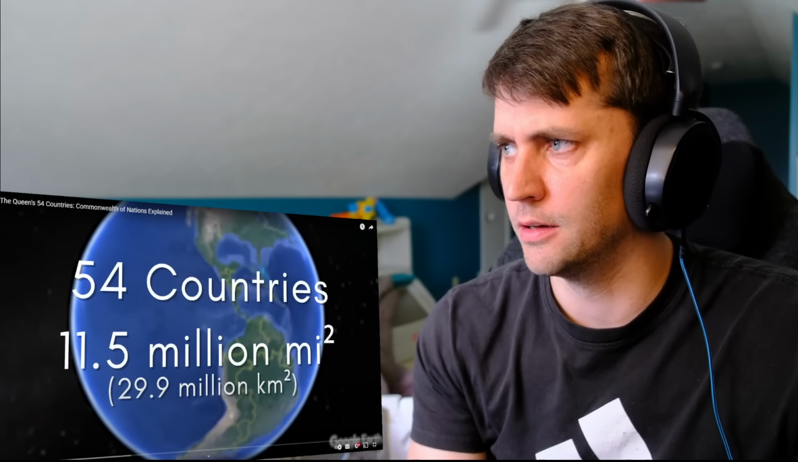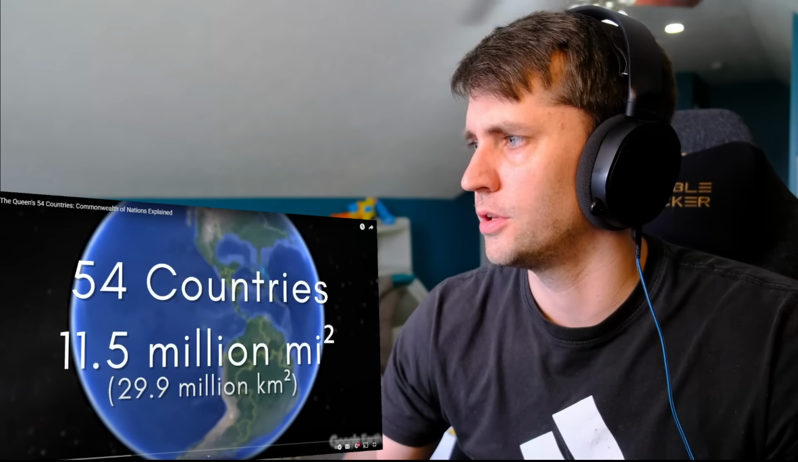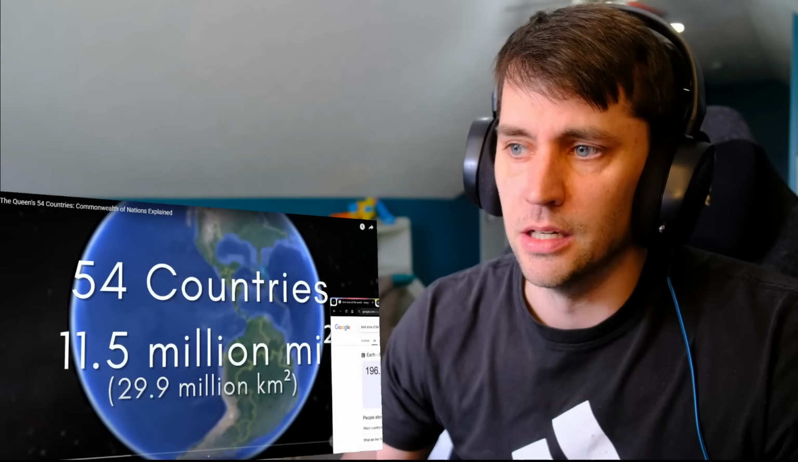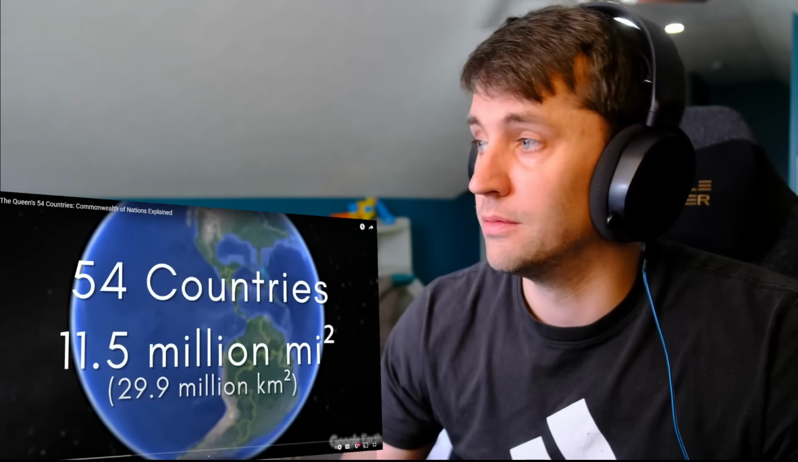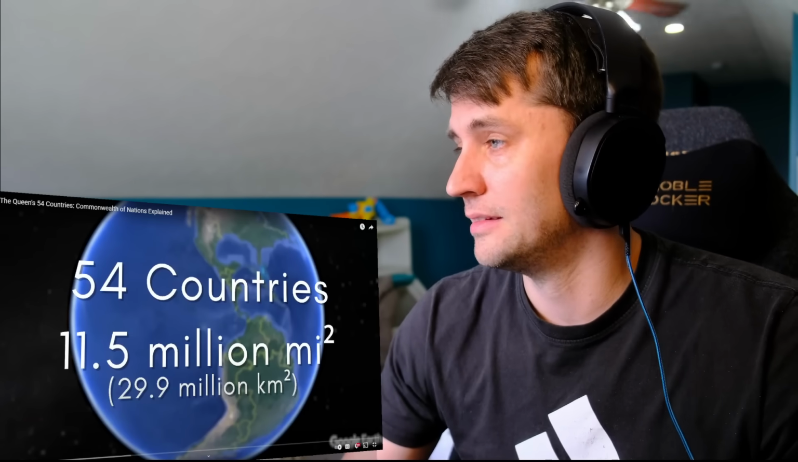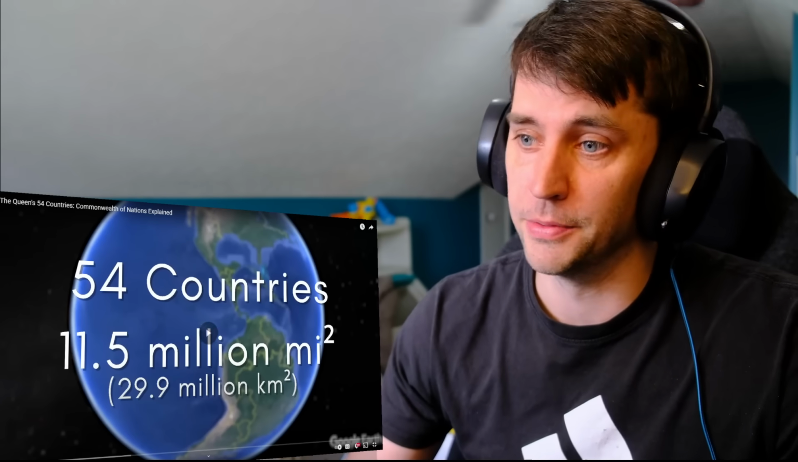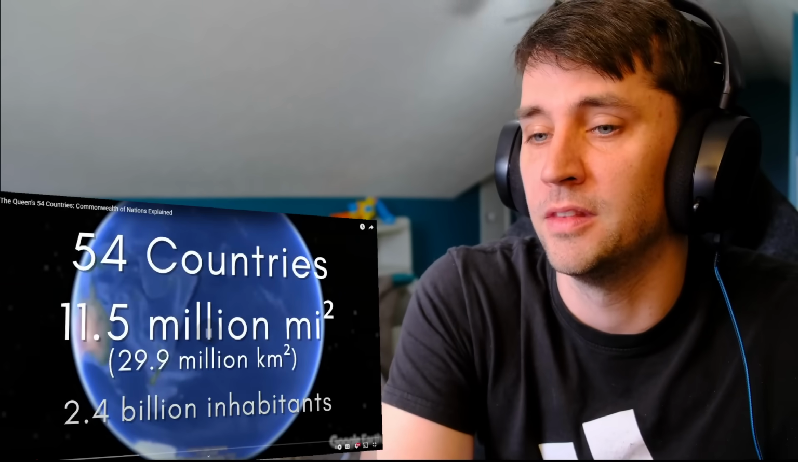Land area of the world. I guess I wish I could exclude Antarctica. You know, that's kind of meaningless, but 200 million. Damn. 11 million. That's a lot. 5% of the entire planet's land is in the Commonwealth. And 2.4 billion people. Damn. The Commonwealth contains approximately... Damn.